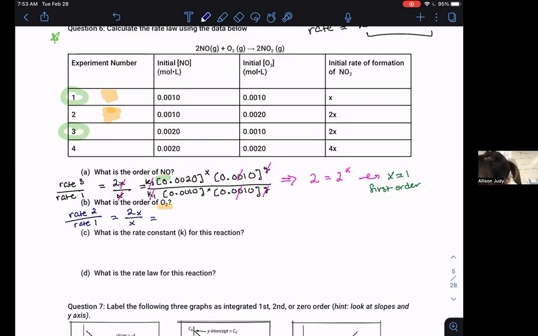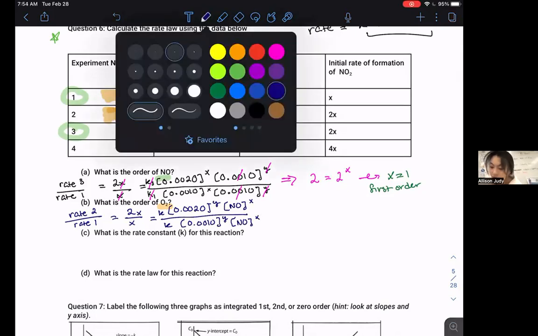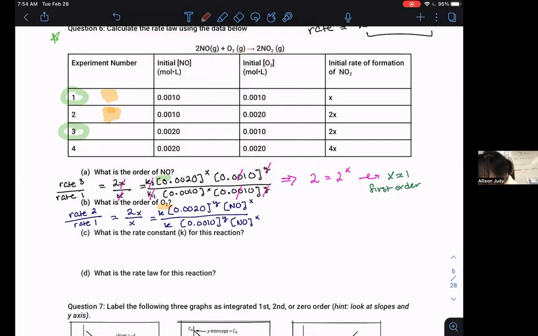the concentration of O2, which in trial 2 is 0.0020 raised to the power of y, times the concentration of NO raised to the power of x, which again you're going to quickly notice is going to cancel out, over the experiment 1 concentration of O2, which was 0.0010 raised to the y, times the concentration of NO, which again we're going to see gets canceled out. We'll see that these get canceled out because it's unchanging, so it acts like a constant. The K is going to remain the same, so it's going to naturally cancel out because we're talking about the same reaction.